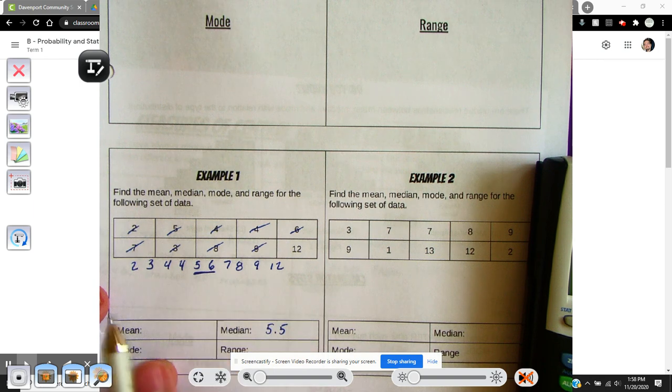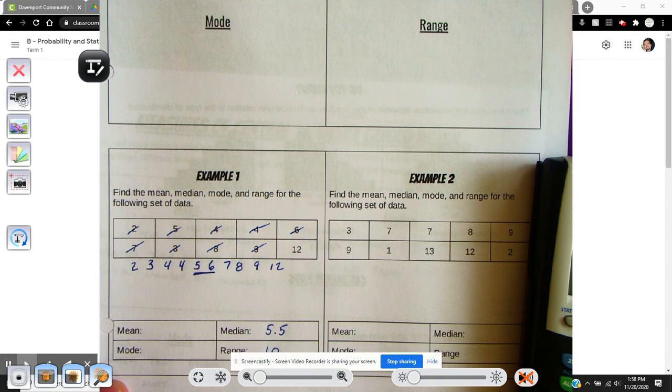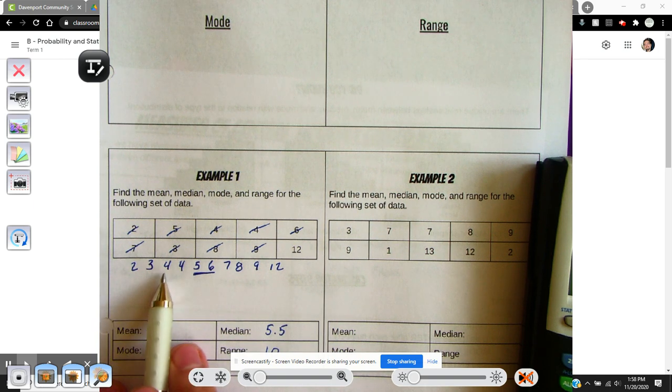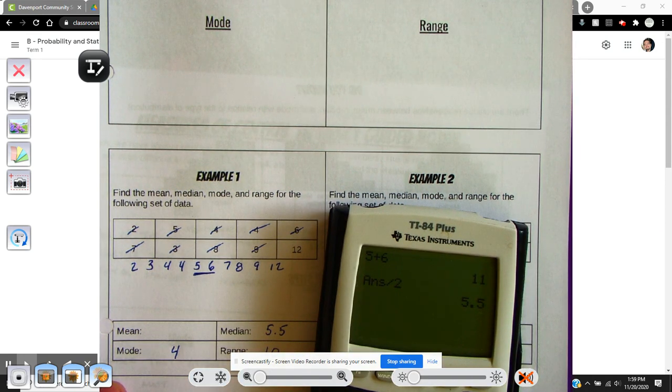Range, biggest number minus smallest number. So 12 minus 2 is 10. Mode is the one that appears the most. So there are two 4s, so I know my mode has to be 4. And then mean. I'm going to take all of my numbers and add them together, and then divide by the total number of numbers. So I have 10 numbers, so I need to divide it by 10. I get 6 for my mean.